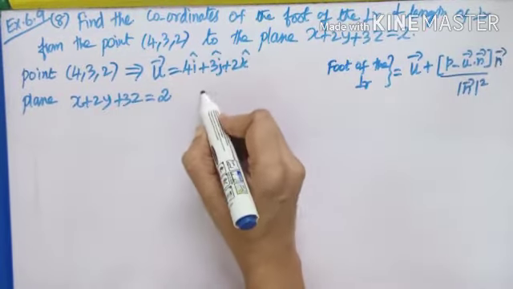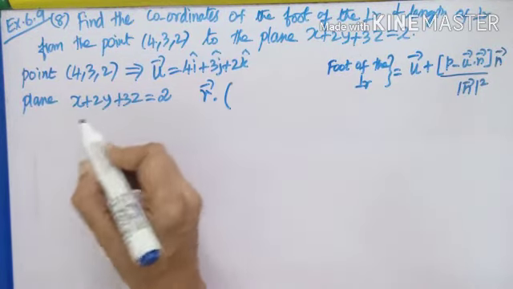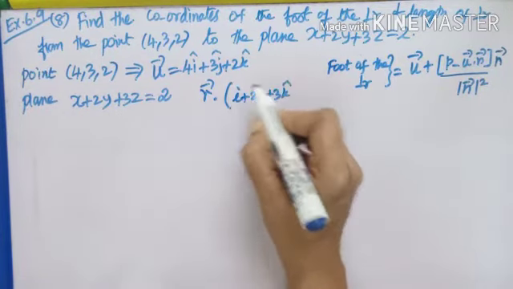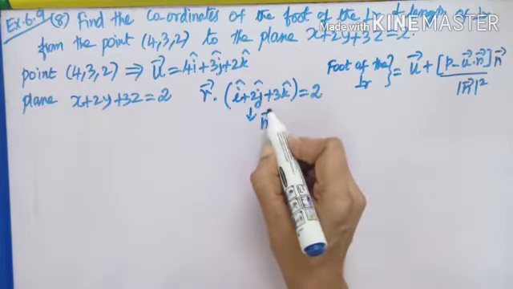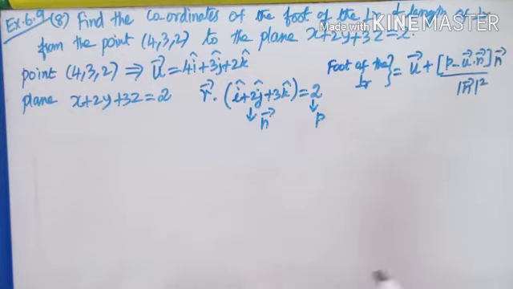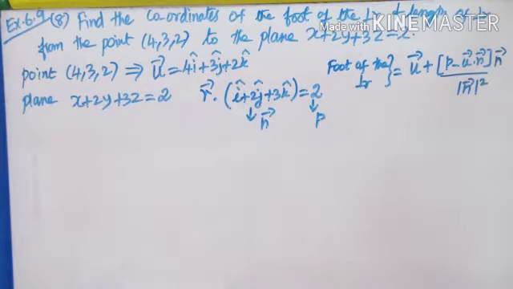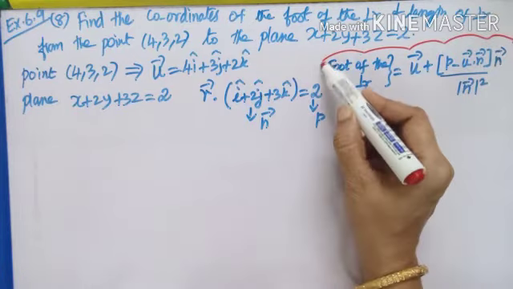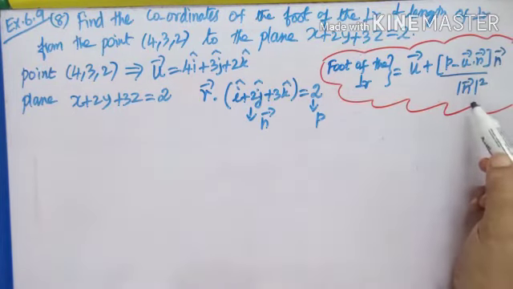I rearrange this as r dot. Remember, x, y, z, you replace with i, j, k: i plus 2j plus 3k equals 2. Call this as n vector. Call this as p. Substitute all this in the formula. So the formula for foot of the perpendicular is u vector plus (p minus u dot n) into n vector by mod n square.